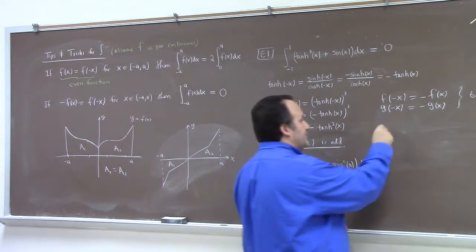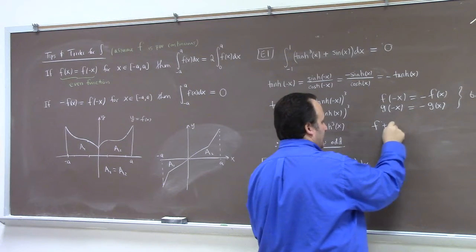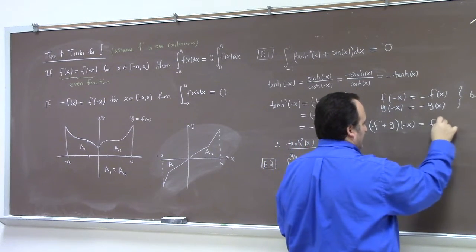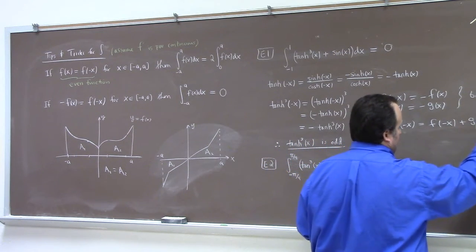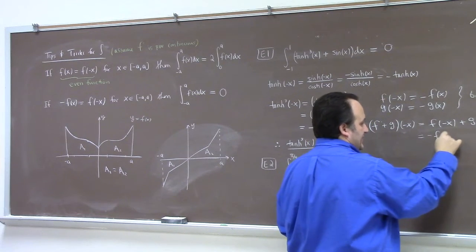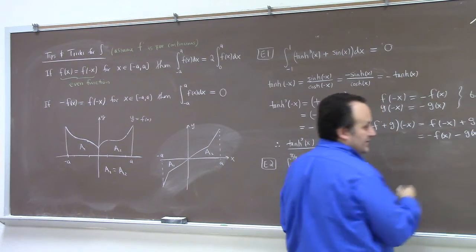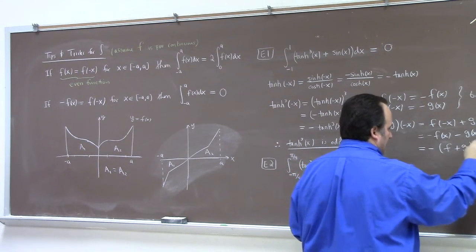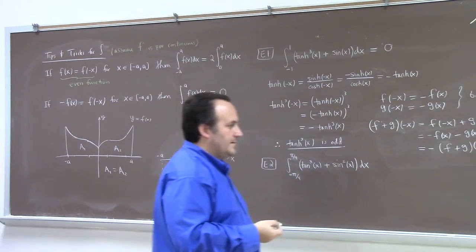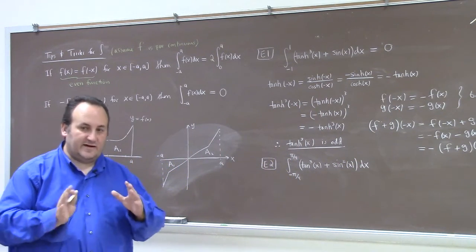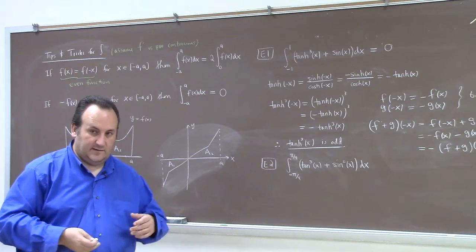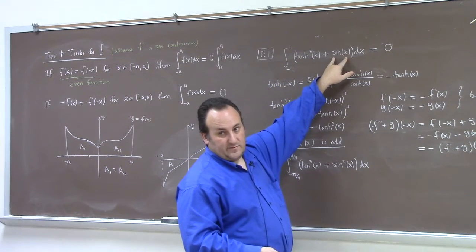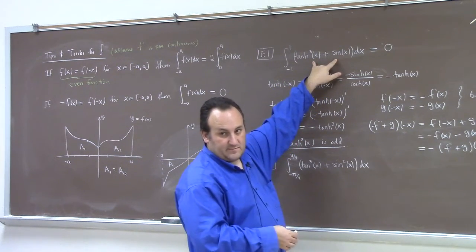What happens when we add them? f plus g of minus x. What can we say about that? Well, that's f of minus x plus g of minus x, right? And if f is odd, that's minus f of x minus g of x, since g is odd. And then we can pull the minus out, and that's minus f plus g of x by definition. So what that shows you is that the sum of odd functions is odd. So this is odd, that is odd, and when we add them together, still an odd function.